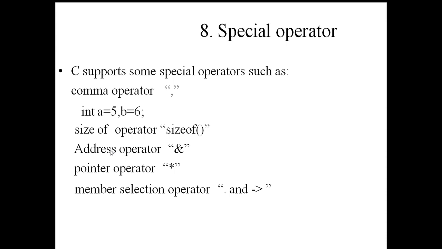The sizeof operator is used for getting the size of the data types. So suppose if you take sizeof int, the size of int will be 2, and sizeof float will be 4, and sizeof double will be 8. Like that it will give the size of the data types. So it will give the size of individual operands.